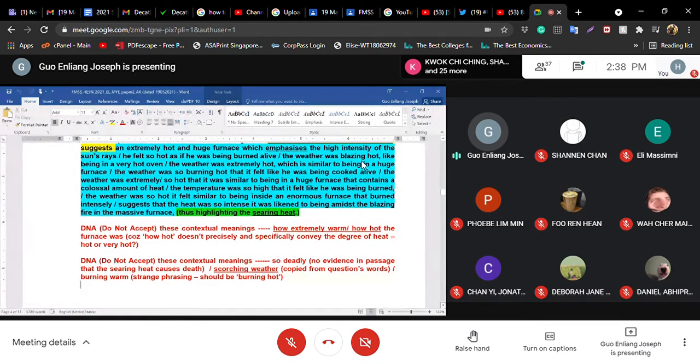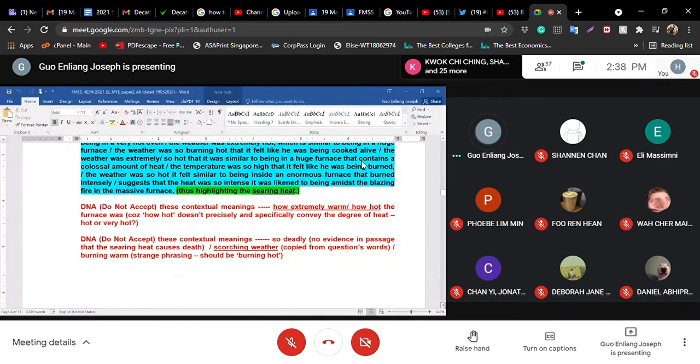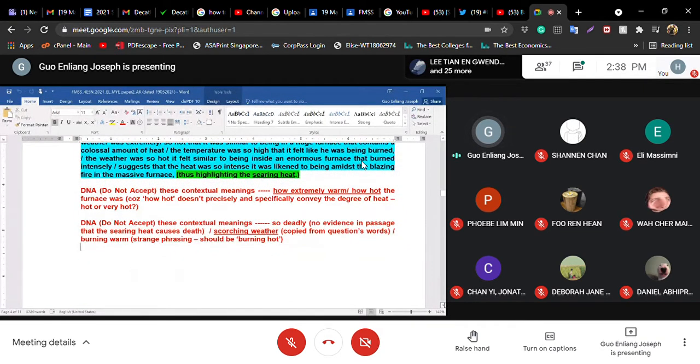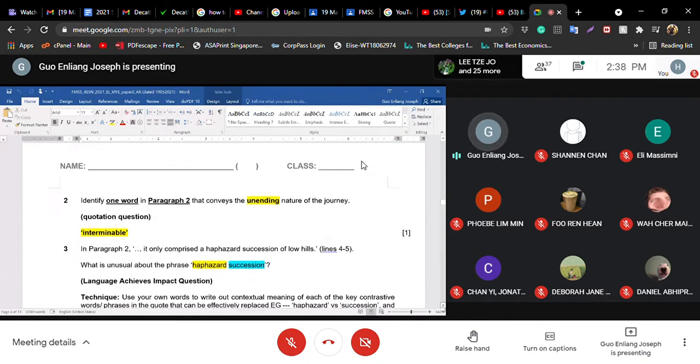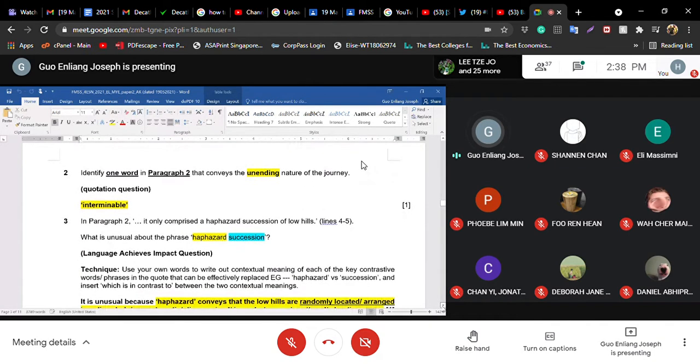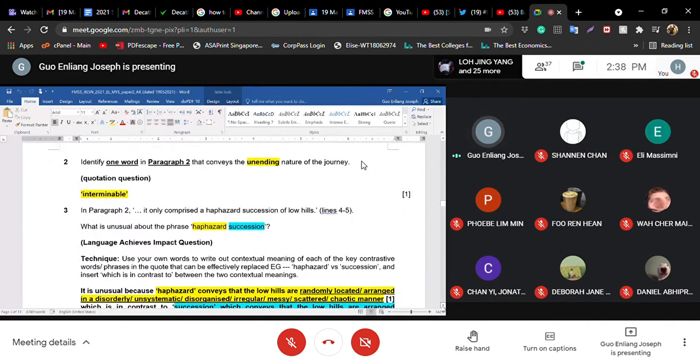And burning warm is really very strange. It should be burning hot. There is a difference in temperature between burning and warm, a very big difference. All right, we're going to move on. Next, question number 2. Finally, you have finished question number 1, after 20 minutes. Now, question number 2 is very simple.